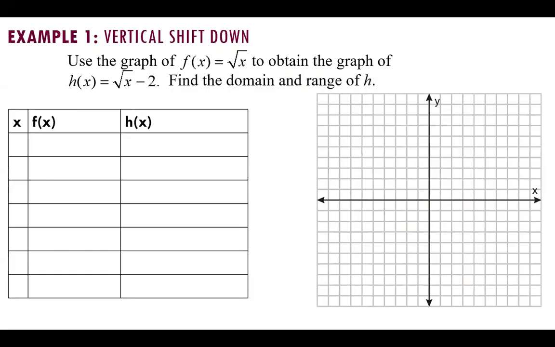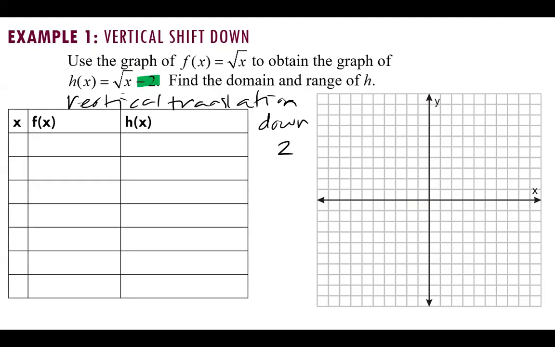So starting off here, we have the function f of x equals the square root of x. To obtain the graph of h of x is the square root of x minus 2. This is going to be a vertical translation down 2. I know that it is down 2 because it says what? Negative 2. I know that it's vertical because it's away from the x. Does that make sense? That's how I know that it is vertical.